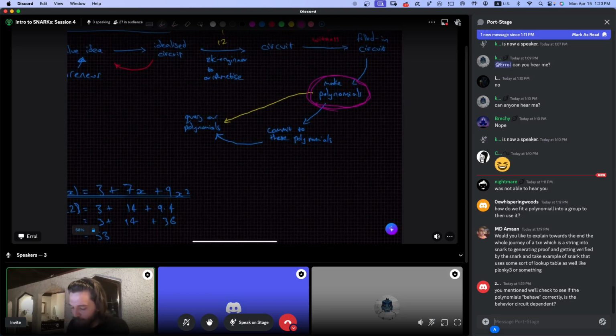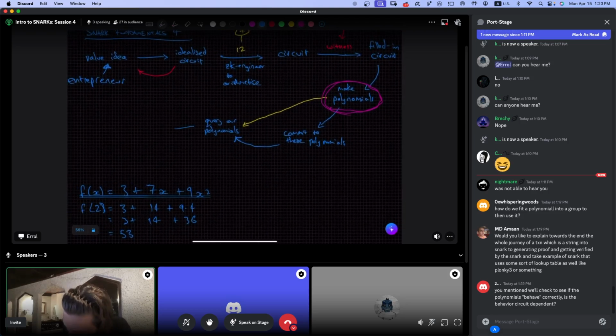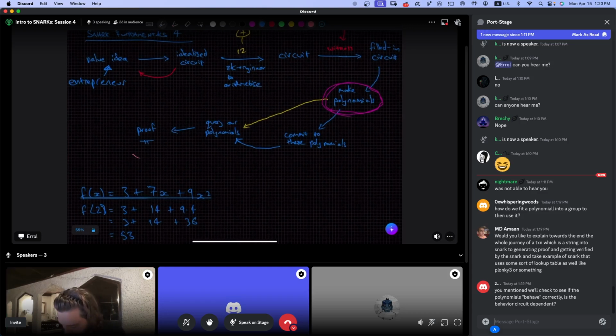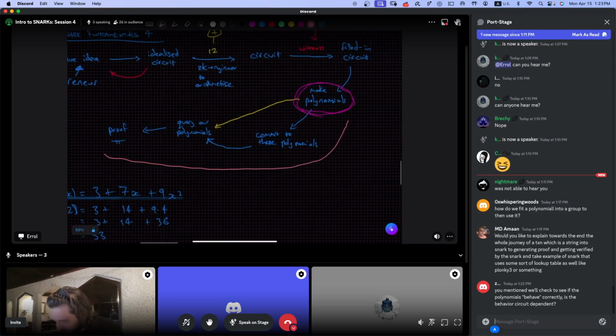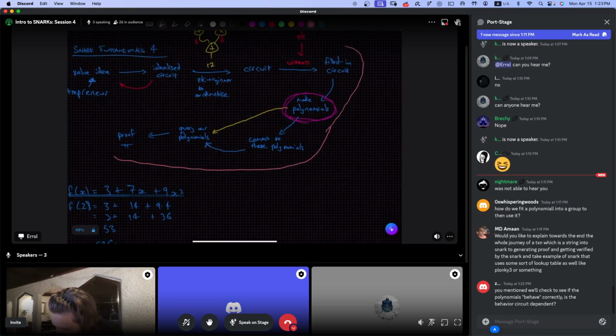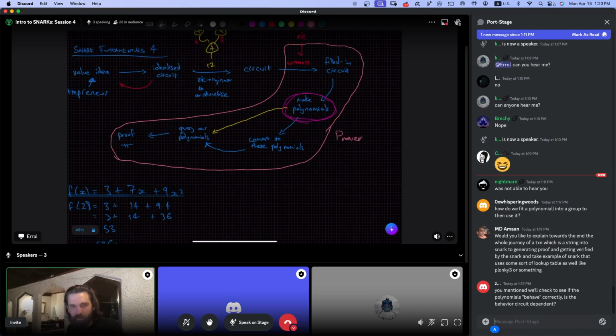So we'll query our polynomials, and then what we get out is our proof, which is usually denoted as a pi symbol, proof pi. All this stuff is the work of the prover. That's what the prover does. They're putting in their witness, and then they're making these polynomials, and they're committing to them, and they're querying them. And this process takes a bit of time. This is where computational power is used.